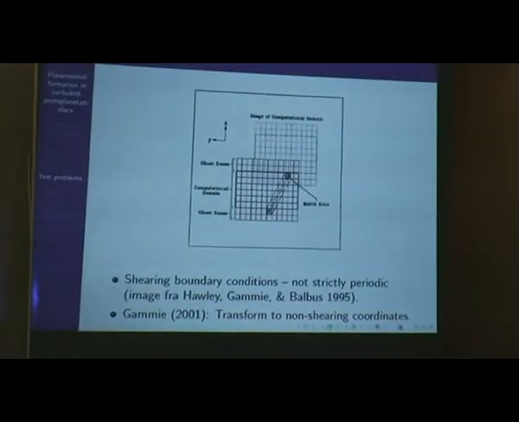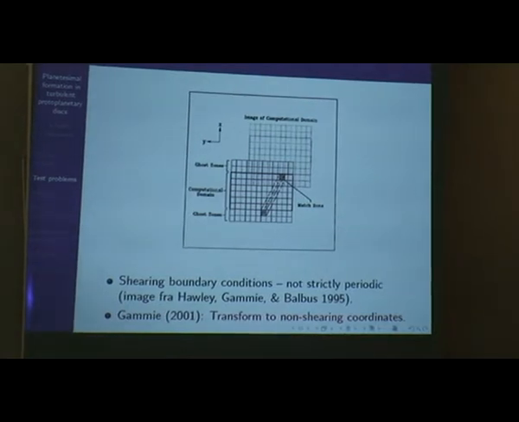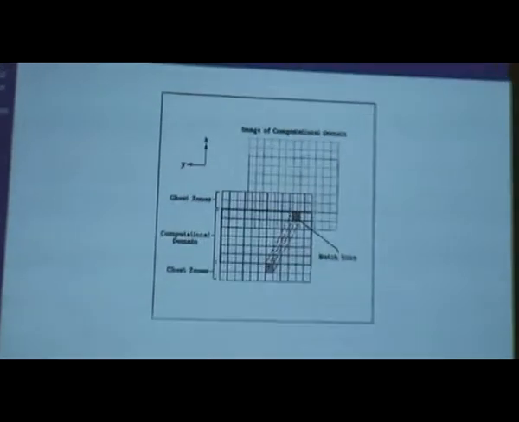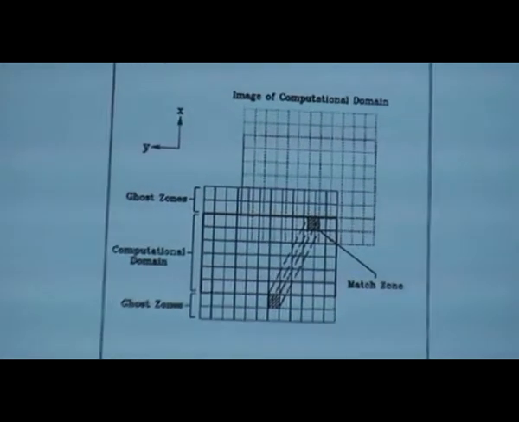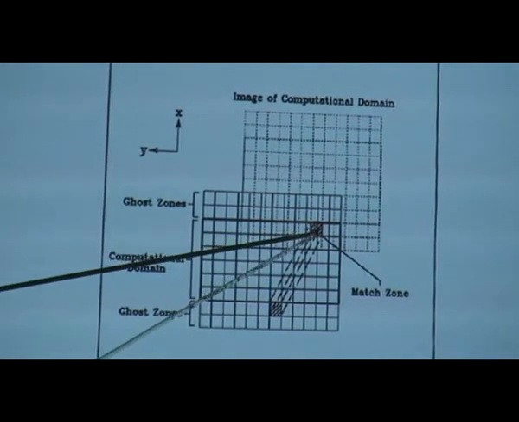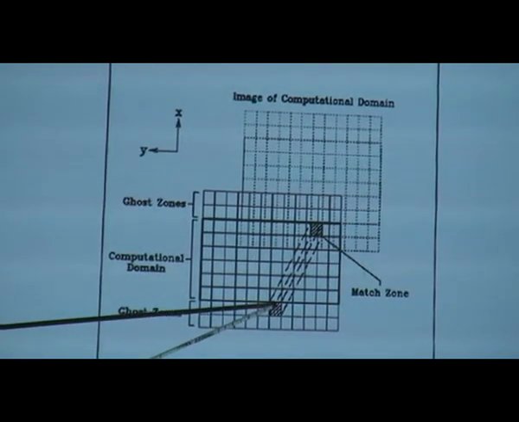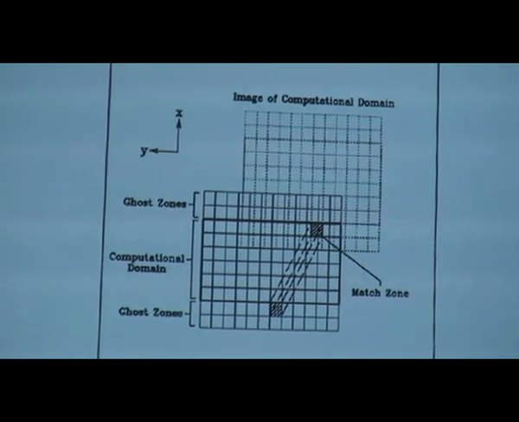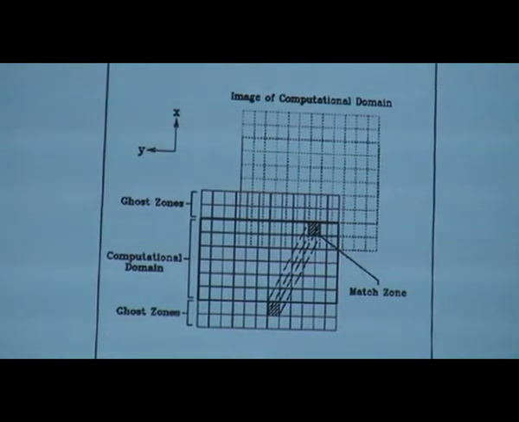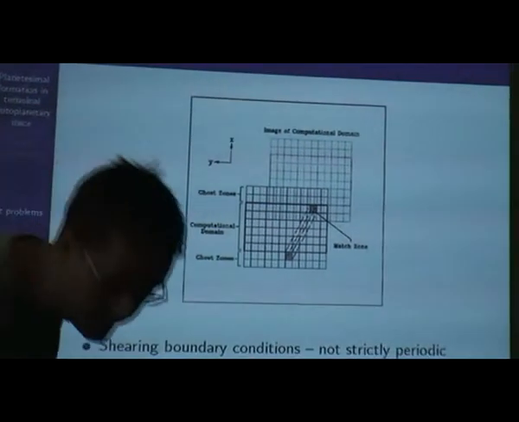So one thing was to make this work in the Shearing box, and this is where we have to think about Shearing box collisions that are not strictly periodic. So if you take here the X boundary, of course, if you take a grid cell here, it doesn't correspond to a grid cell here, it actually corresponds to some other cell here. And in this case, we followed Gammie 2001, who with the Zeus code actually proposed that one could simply transform to non-shearing coordinates and then do the Fourier transform there.